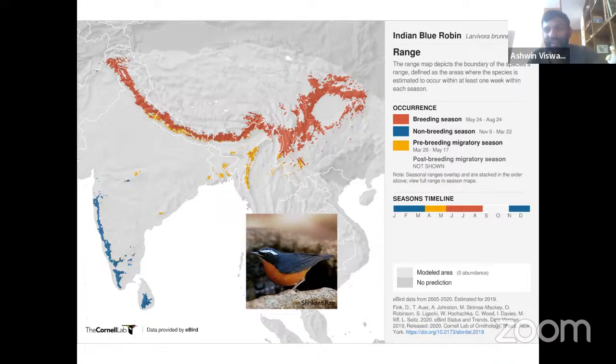You must have heard about the Palakkad Gap already, right, Nafisa? Have they? It's this place which is the plains. It doesn't have the mountains in the Western Ghats, and according to the data, Indian blue robin doesn't winter there. It only sticks to the mountainous forested areas.